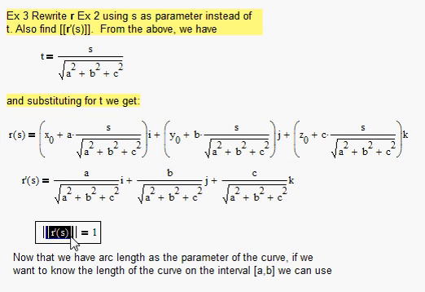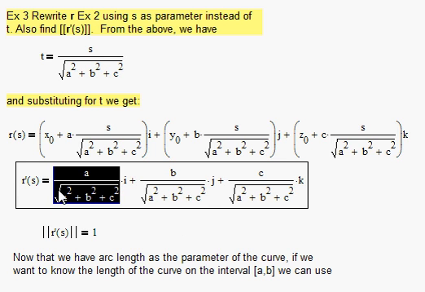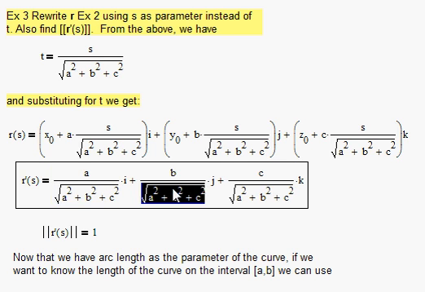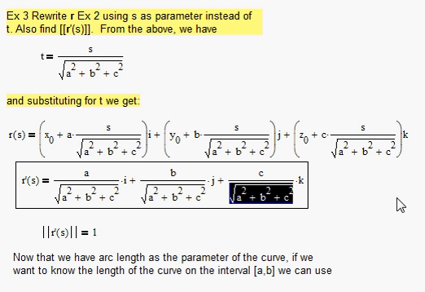So therefore, the length of the derivative of our vector valued function with s, arc length, as its parameter is equal to 1, because if we took this and said let's find this length, it would be the square root of this squared plus this squared plus this squared. Well, that means it would be a squared over a squared plus b squared plus c squared, plus b squared over a squared plus b squared plus c squared, plus c squared over a squared plus b squared plus c squared. In other words, it would be a squared plus b squared plus c squared over a squared plus b squared plus c squared, which gives us 1.